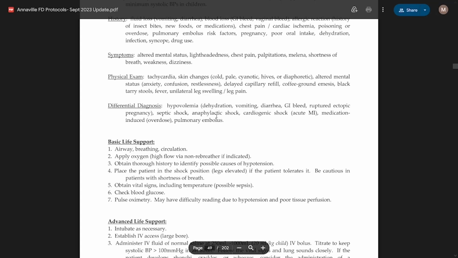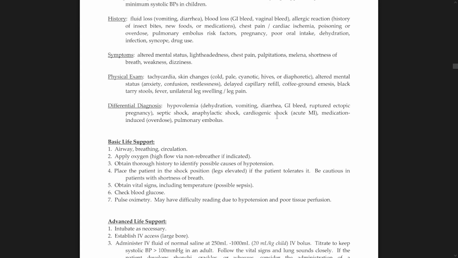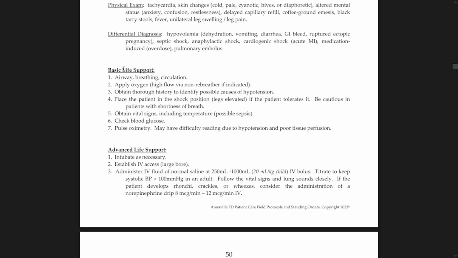We could watch out for septic shock, anaphylactic shock, cardiogenic shock, which could be an acute MI or myocardial infarction, medication-induced overdose, or a pulmonary embolus. For BLS, or basic life support, there's ABC, or airway, breathing, circulation.